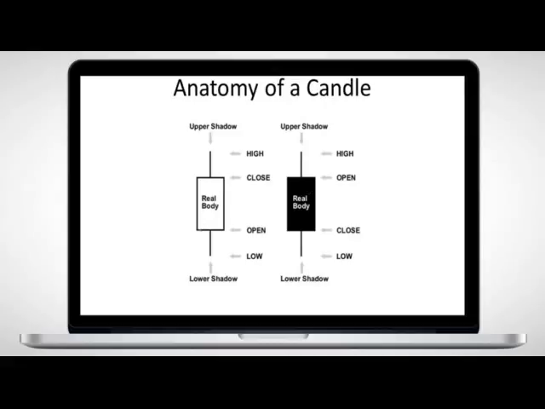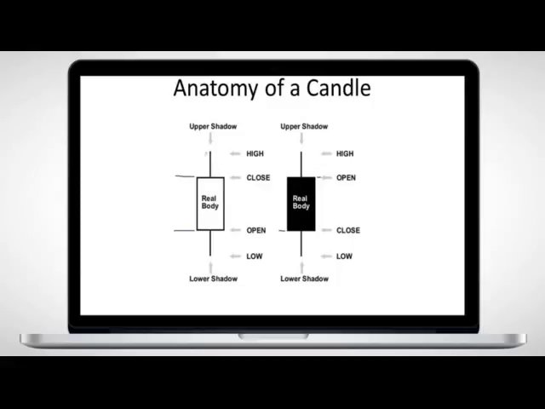So the body is the thick part of the candle, where the color is. The bottom of the body, right here, will indicate the open in the case of a white candle, or the close in the case of a black candle. And similarly, the top of the candle will indicate the close in the case of a white candle, or the open in the case of a black candle. So you can see that that body indicates the difference between the open and the close in all cases.